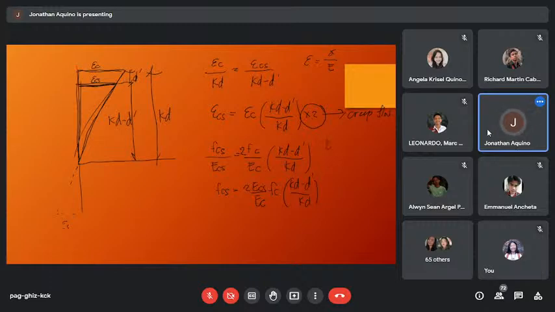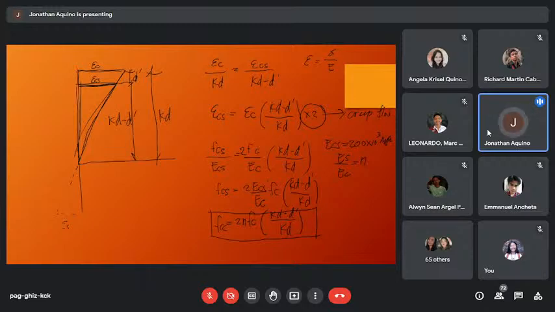So for all steel, modulus of elasticity is constant to be 200 times 10 to the 3 megapascal or 200 gigapascal. So ES, di ba? ES over EC is just simply equal to N. So this will give FCS equals 2N FC times KD minus D prime over KD. So ito ngayon yung value ng FCS.